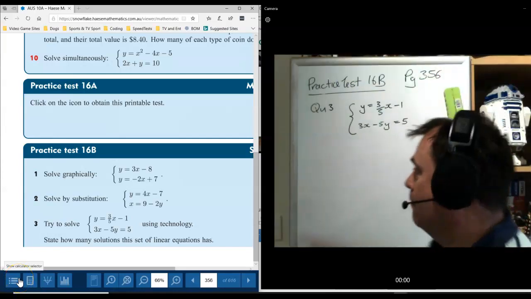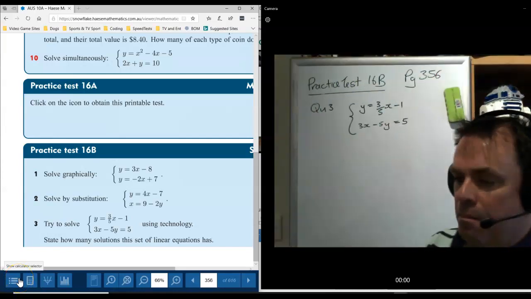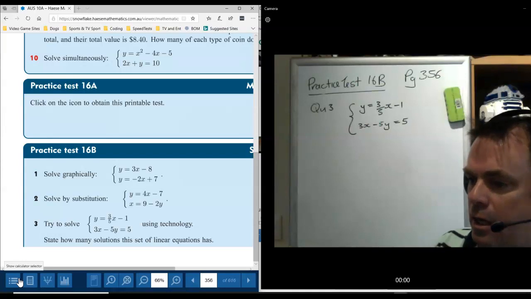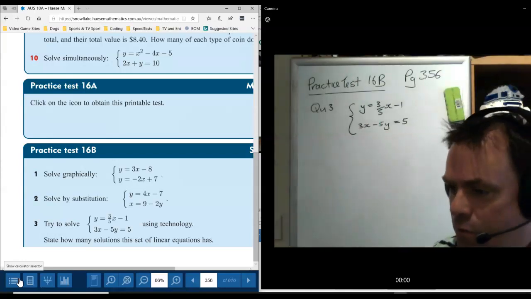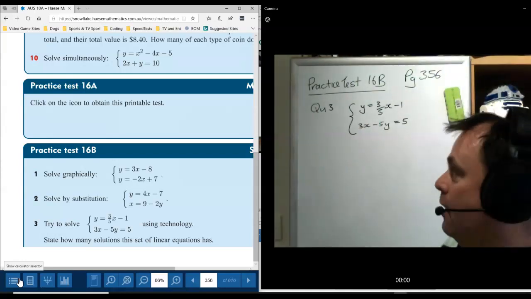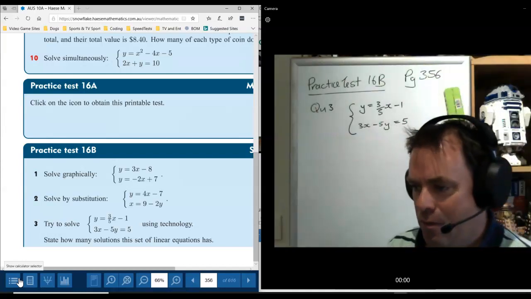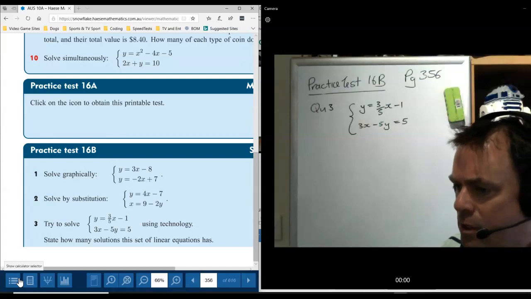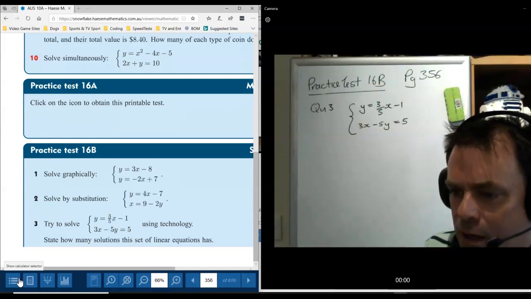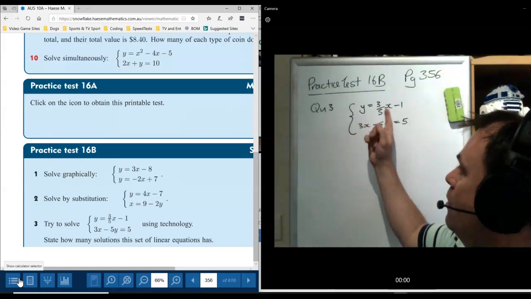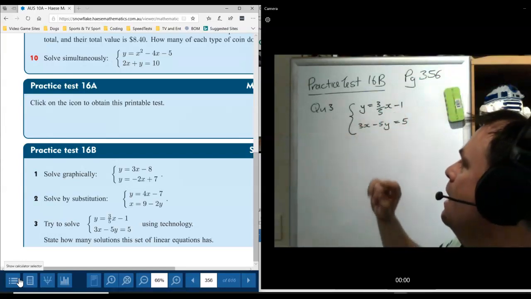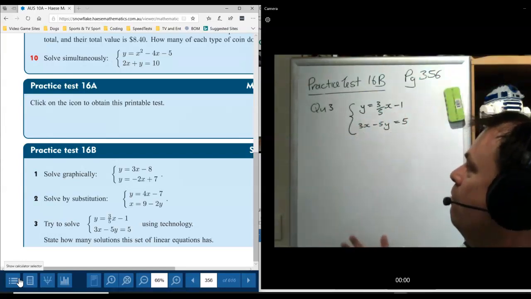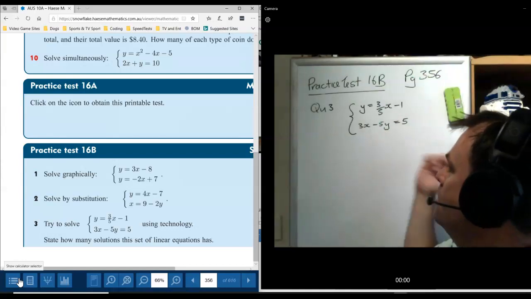Okay, question 3. If you read question 3, it says try to solve these equations. Note the try. It is a bit of a hint there. And it says using technology as well. So, if we look at these two equations, this one's easy to put into the calculator, and this one I could rearrange and get y on its own.